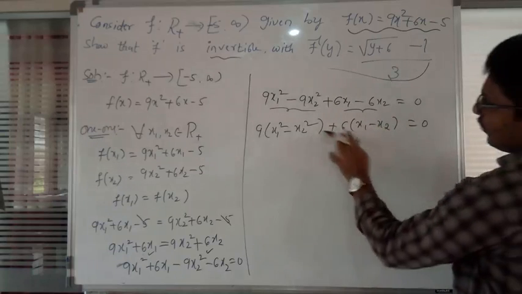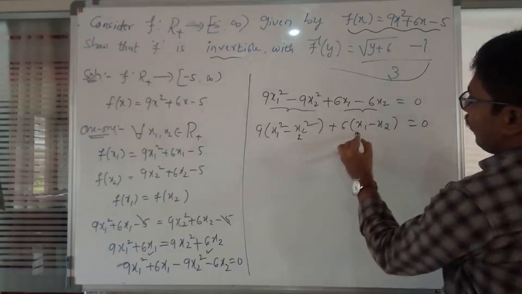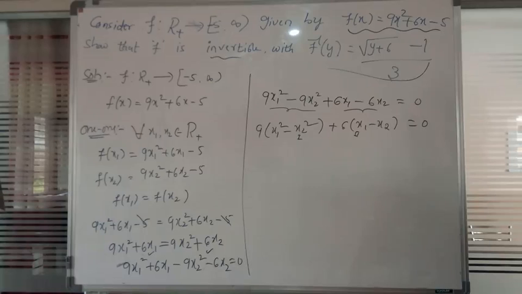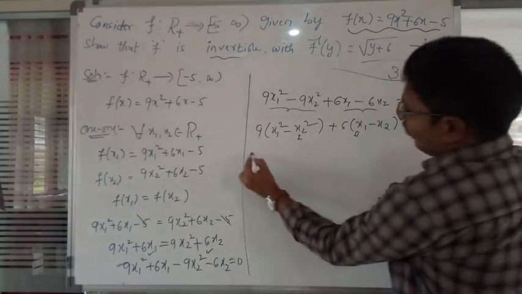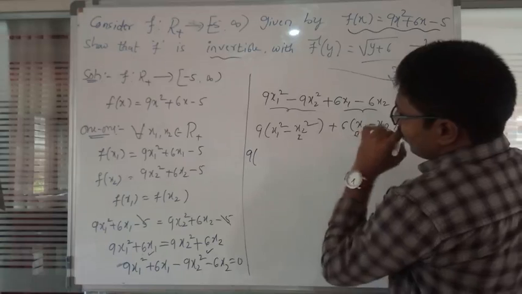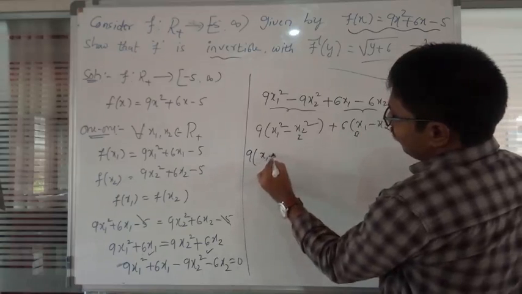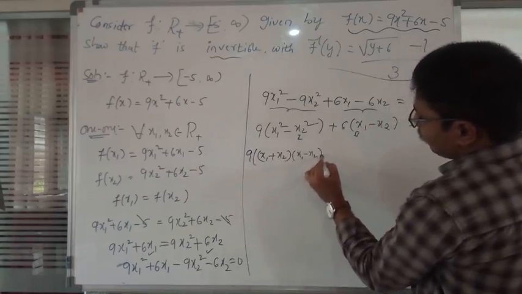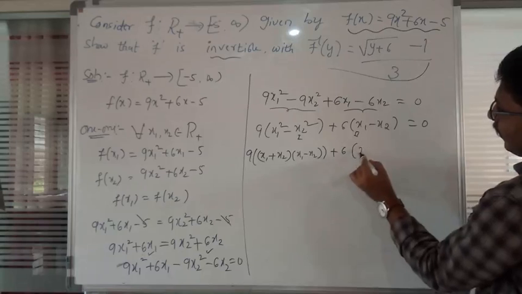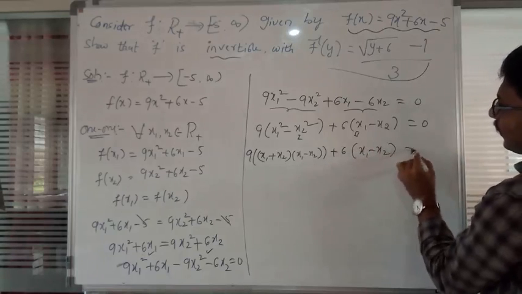In between these two values, this is the first value and this is the second value. What is the common value? This is the a square minus b square form. In this form we can write a square minus b square as a plus b times a minus b, so x1 plus x2 and x1 minus x2, plus 6 of x1 minus x2 is equal to 0.